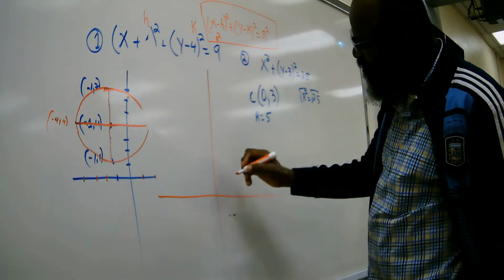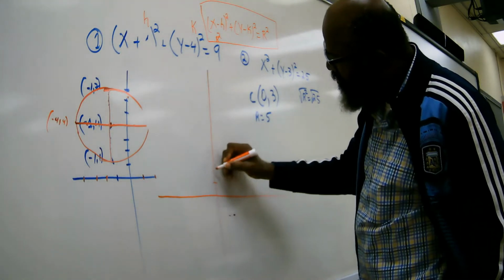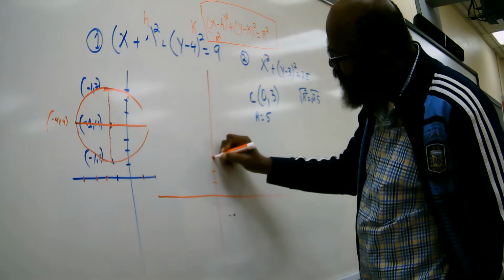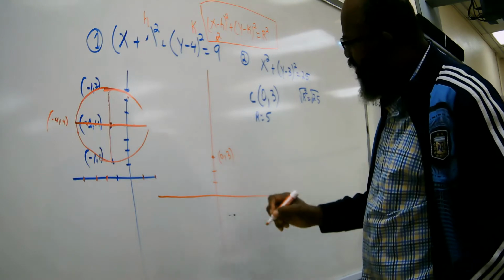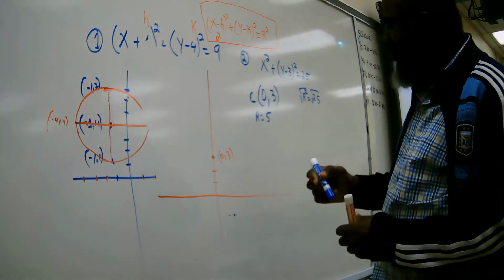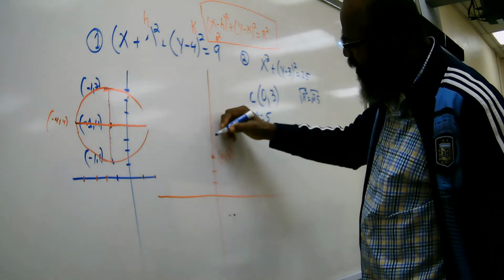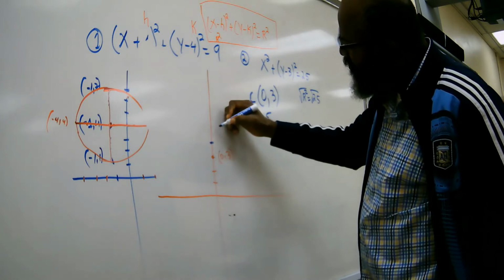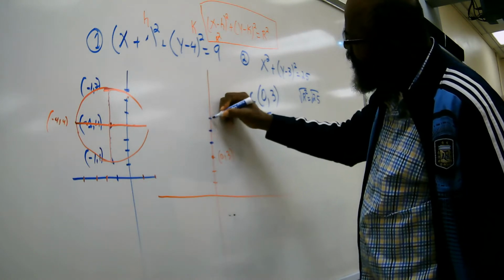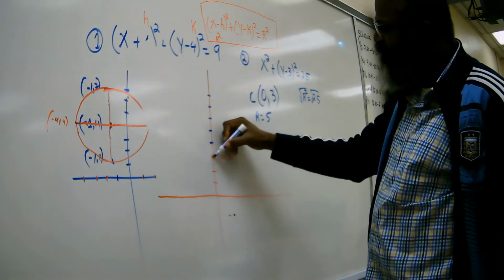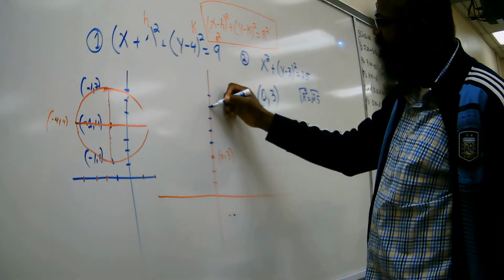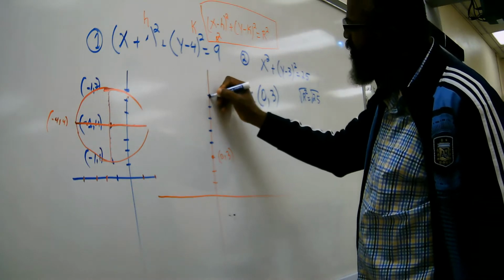My center is at (0, 3) on the y-axis. That will be (0, 3). My radius is 5, so I'm going 5 units up. That will be my 5 units. So if I count from 3, that will be 4, 5, 6, 7, 8. That will be (0, 8).